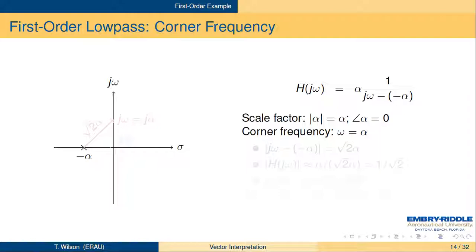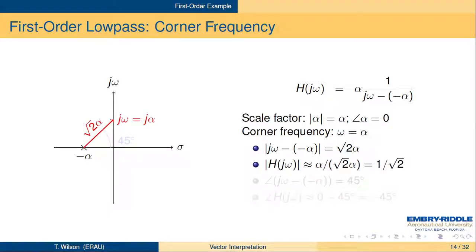when we get to the value where the frequency is the corner frequency, omega equals alpha, then our vector from minus alpha to j omega has a length of root 2 alpha. So the magnitude of the frequency response is the magnitude of the scale factor divided by the magnitude of the vector length. And so that's 1 over root 2, because it's alpha over root 2 alpha. And then the angle that vector makes with the horizontal line is 45 degrees. So the angle of the frequency response is 0, the angle of the scale factor, minus the angle from the pole, which is 45 degrees. So we get minus 45 degrees.